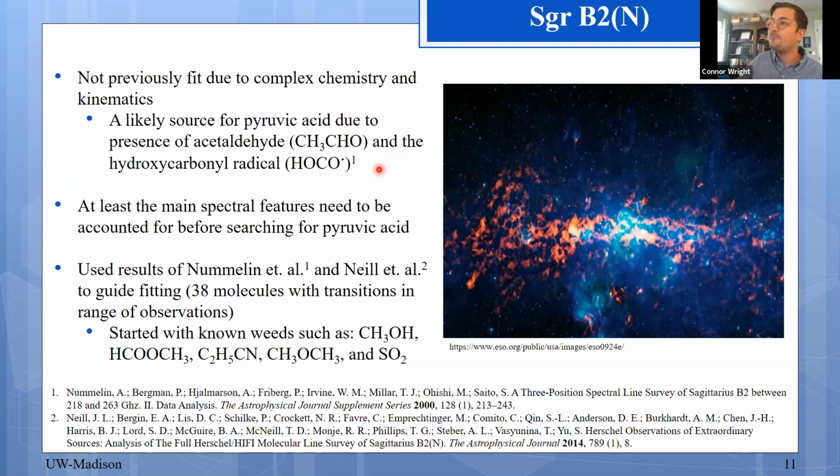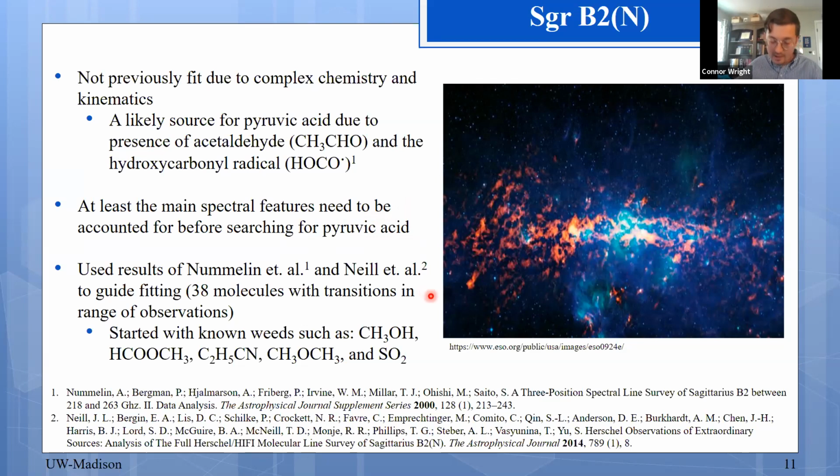However, we theorized heavily that pyruvic acid could likely be present in Sagittarius due to the presence of acetaldehyde and the hydroxycarbonyl radical. If you remember from my introduction, these are theorized to be precursors to pyruvic acid on ice grains. However, in order to look for pyruvic acid with any kind of confidence, the main spectral features from known molecules had to be accounted for first, which was already done for us in the previous 29 sources, but we had to do it from scratch for this source in this project.